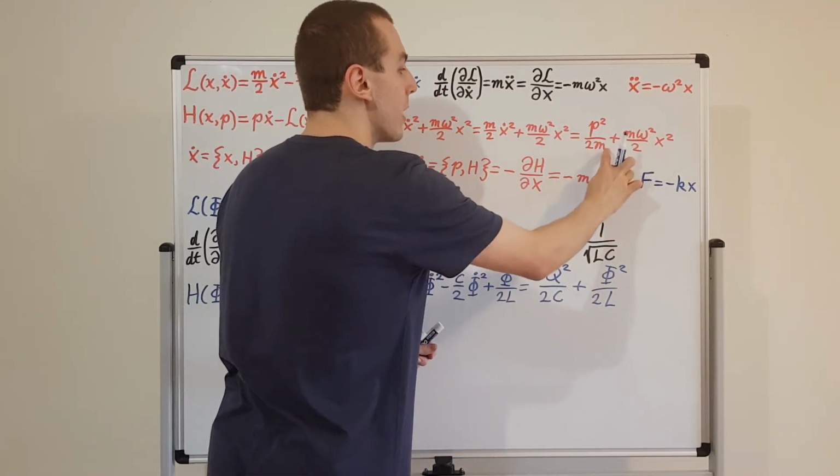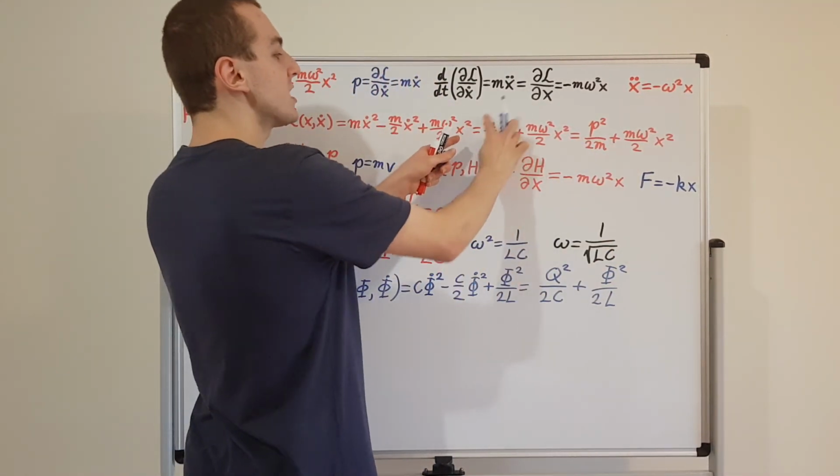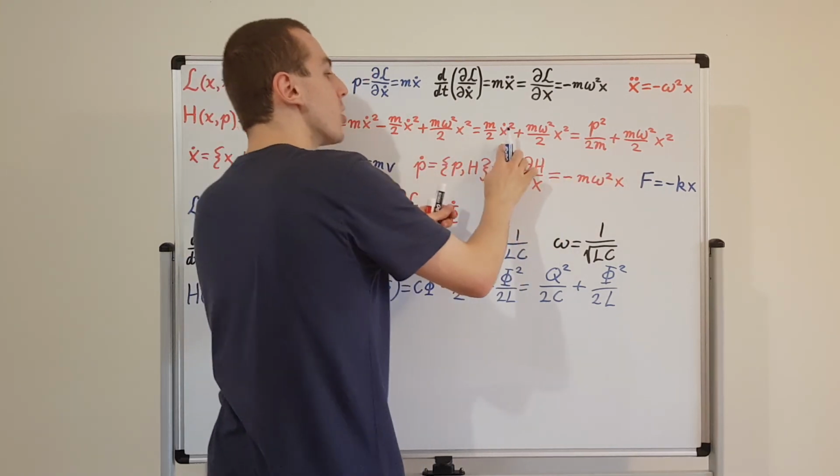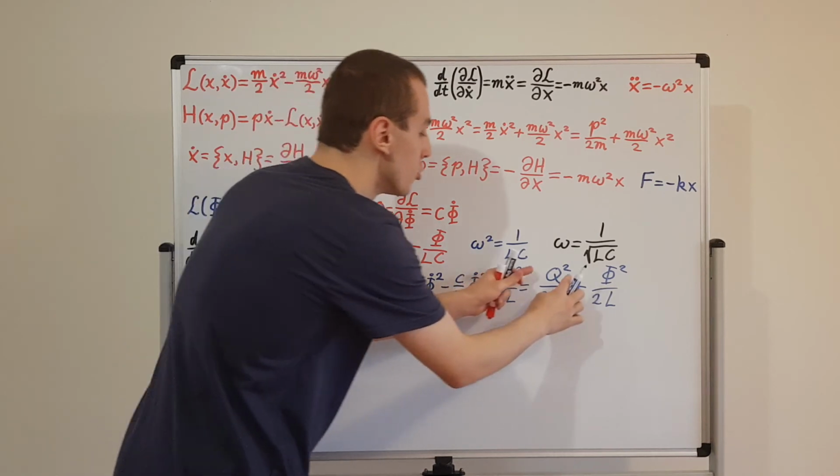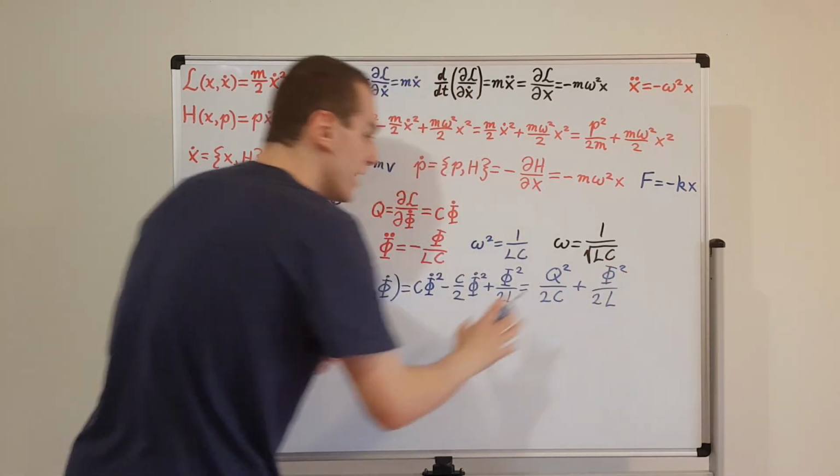We have P squared over 2m. So we've gone from this form to this form. We've gone from velocity to momentum. And over here, we went from this phi dot to charge. So this is the Hamiltonian.